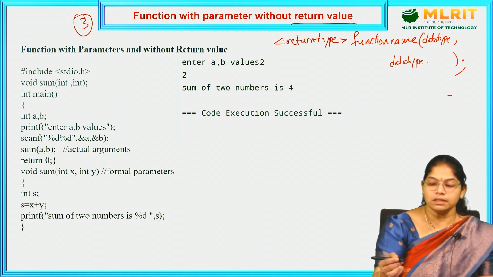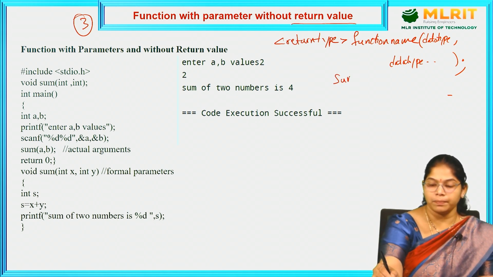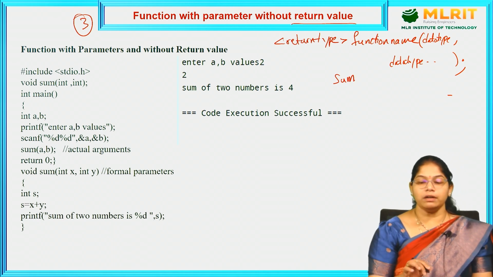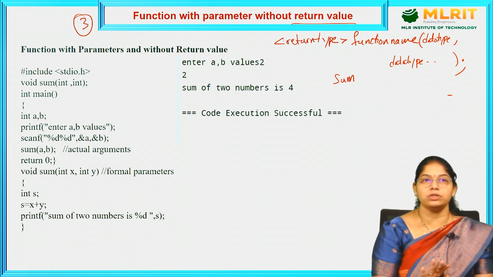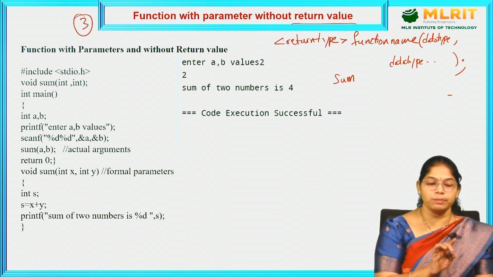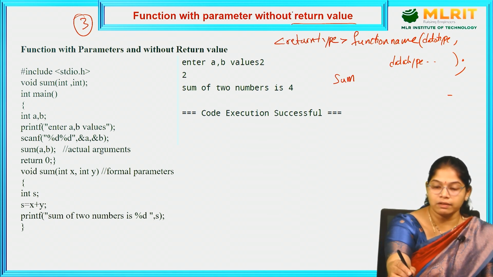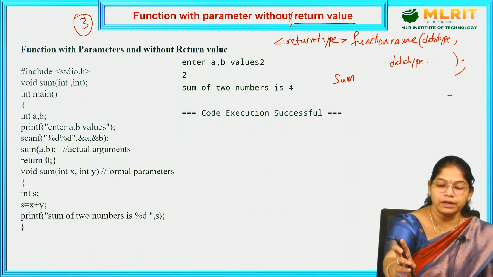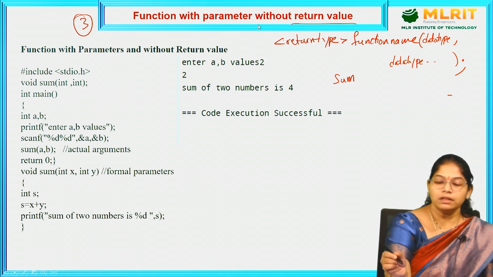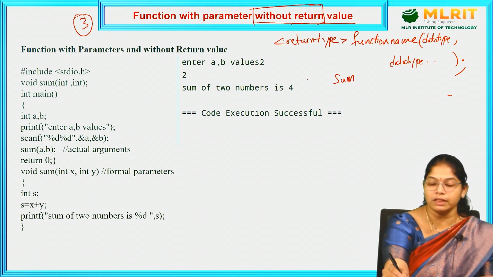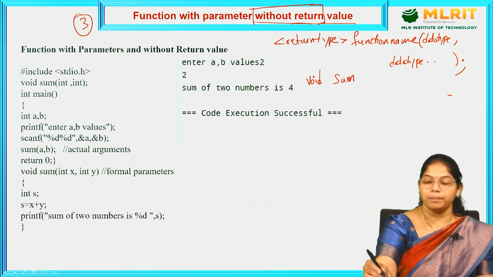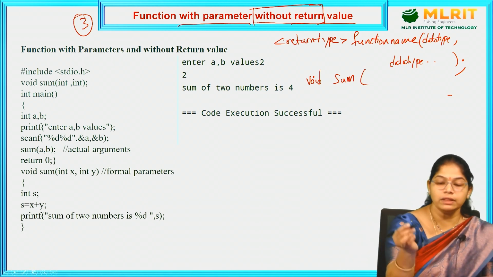So let us consider the function name is sum, without return value. If the function is not returning anything, that must be specified with void data type. So here the function is not returning anything to the function call. So it must be specified with void sum, but with parameters.